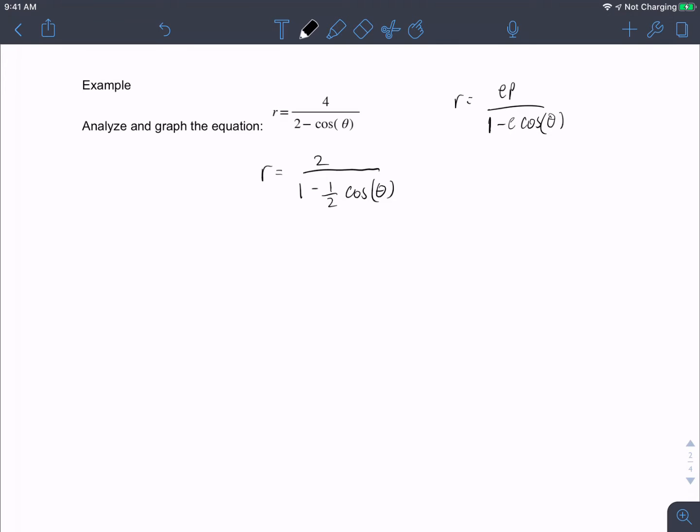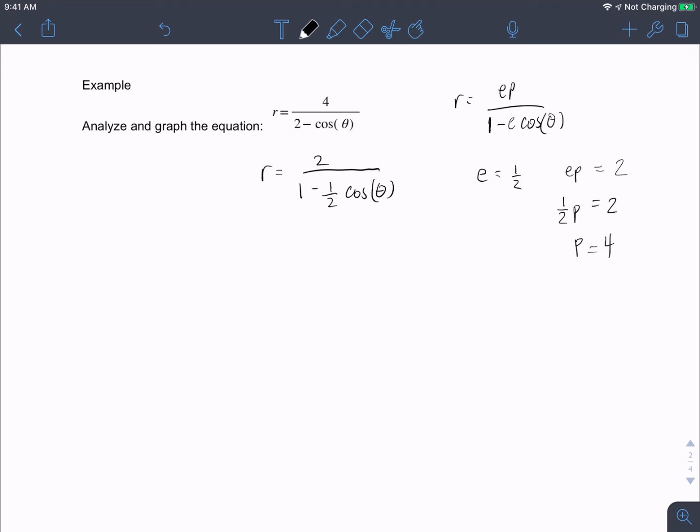But what this allows us to see now is that our e is actually equal to 1/2. And then we also know there that e times p is equal to 2. We know that because the numerator is the 2, and we can see from the formula that ep is in the numerator. Now, we also know that e is 1/2, so 1/2 p is equal to 2, so that tells me that p is 4.